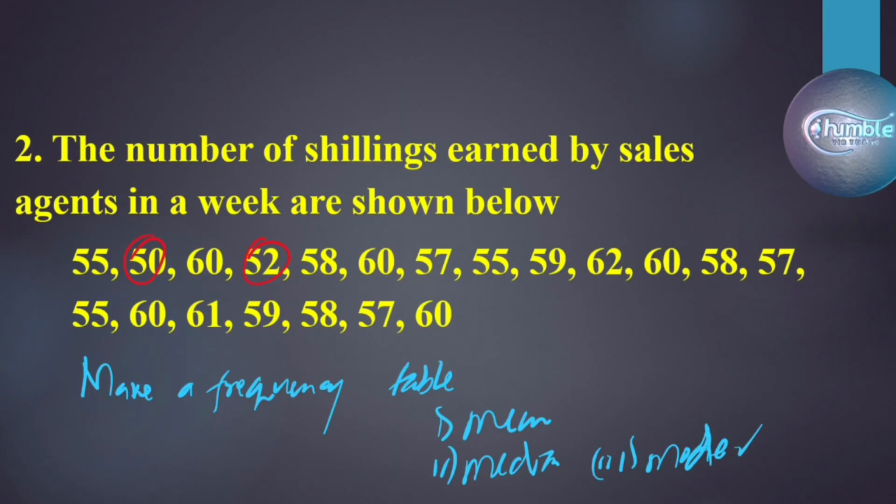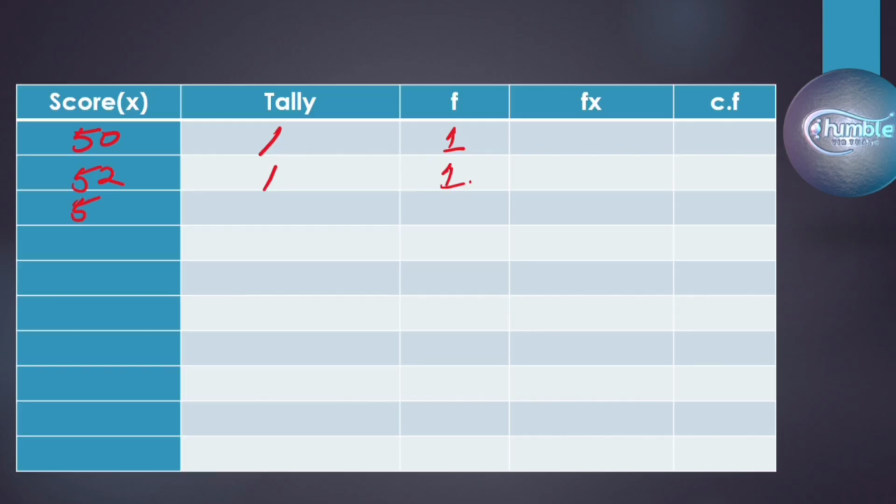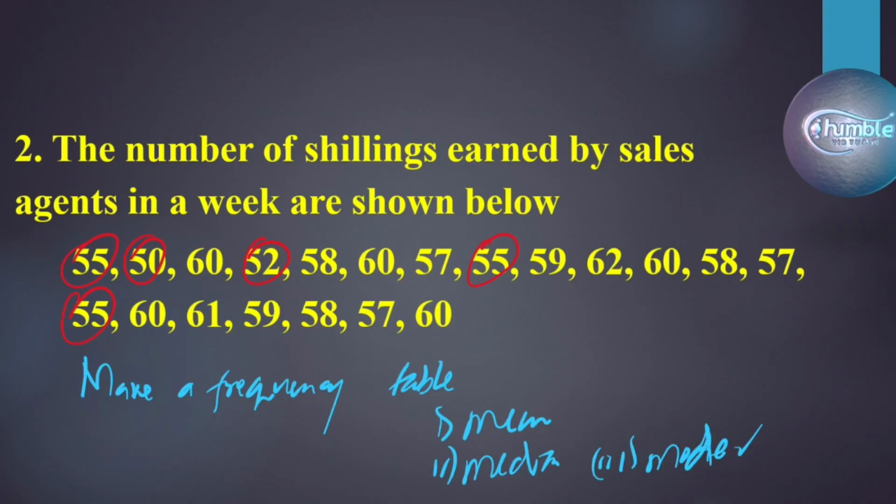The next is 55. How many times does 55 appear? 1, 2, 3 times. It's appearing 3 times, so we shall have 55, 1, 2, 3, so 3. And then the next is 57. How many times?